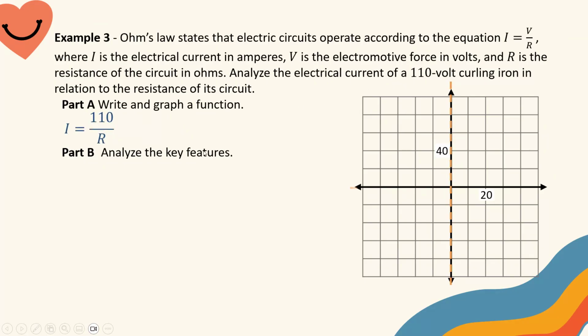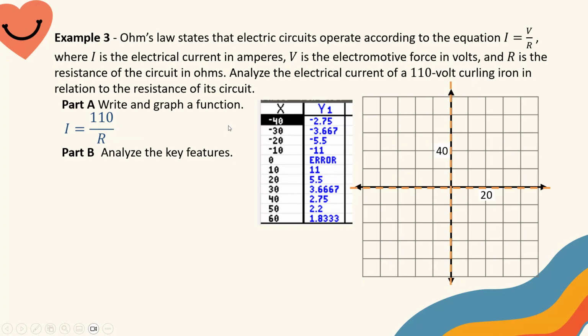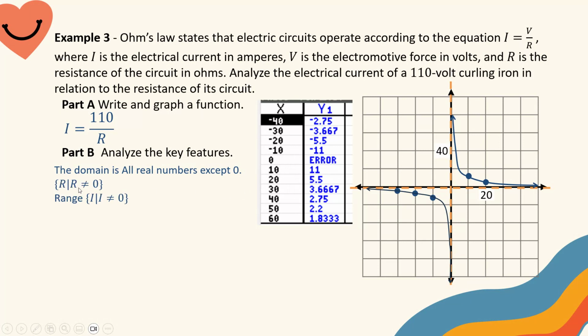And then to graph that, I would just type it into my graphing calculator and then go to the table and find points, and then we're going to plot the points. Our domain is all real numbers except 0, okay? We can't divide by 0. And our range is all real numbers except 0 as well. It would never cross the x-axis or the y-axis. So we're positive values when r is positive and negative when r is negative.